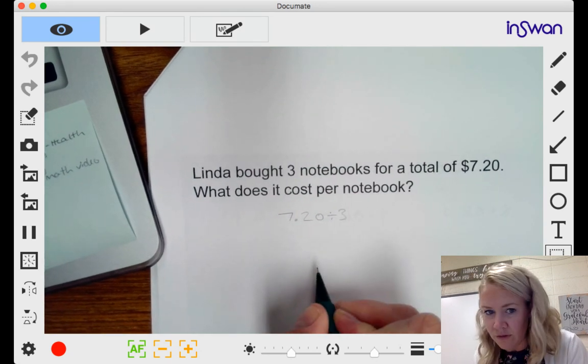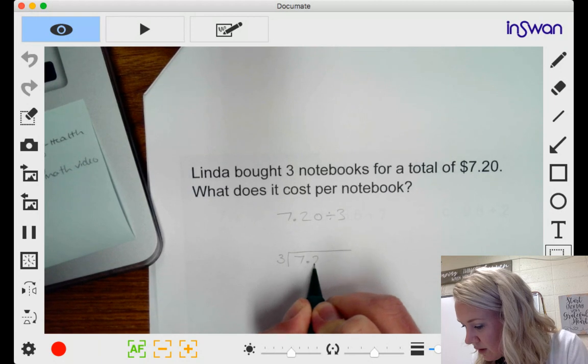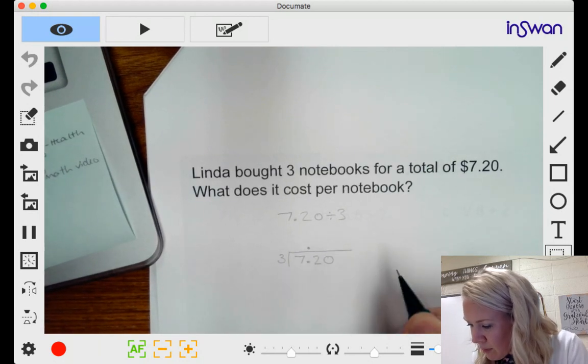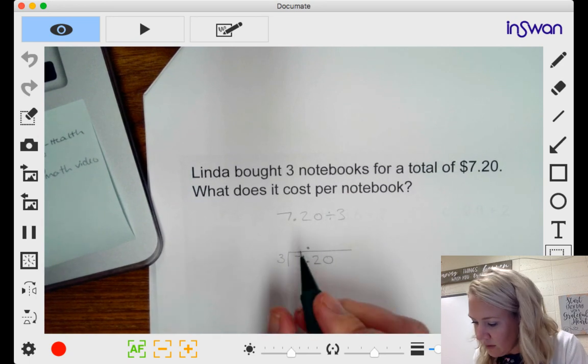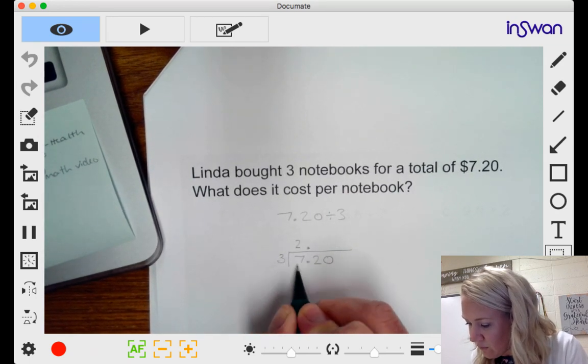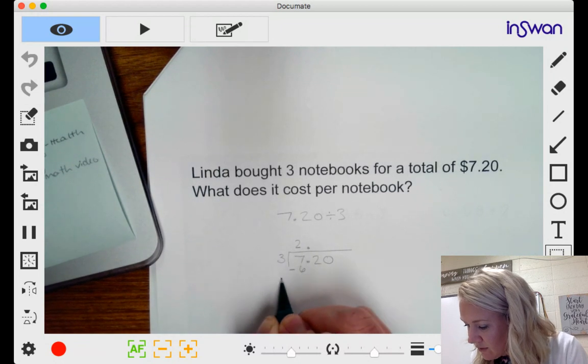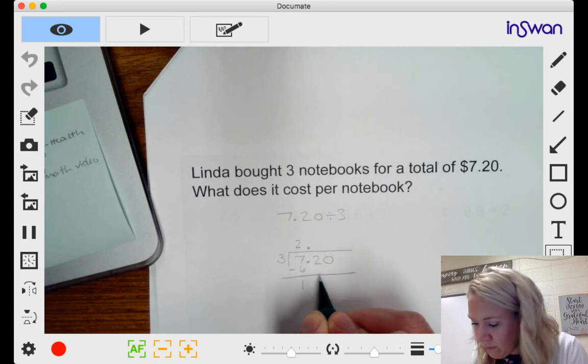So we're going to do $7.20 divided by 3. The 3 goes outside, and the 720 comes in. Remember, if you wanted to be using notebook paper so that you could have lanes to be working on, that's totally fine. 3 goes into 7. If I go 3, 6, I can only get 2 of them. 3 times 2 is 6. Only 1 left over.